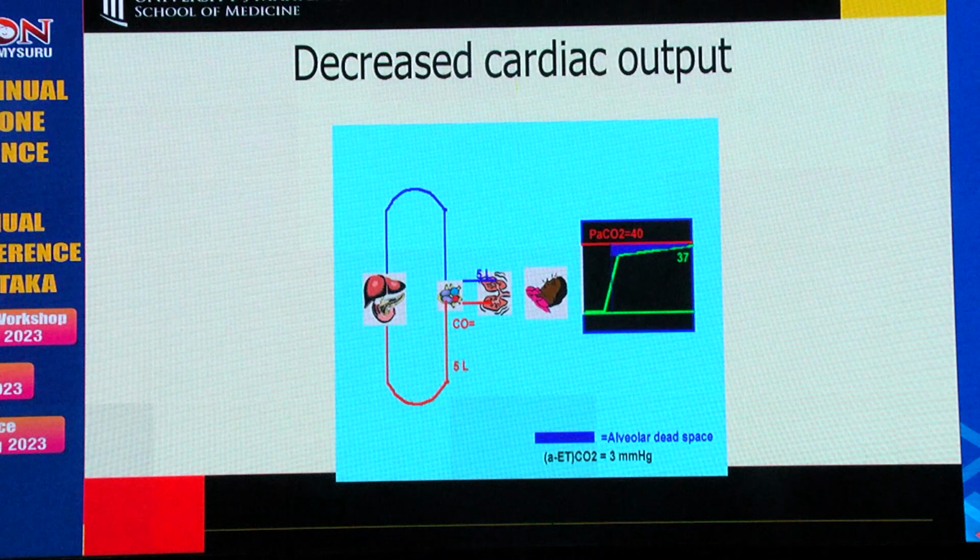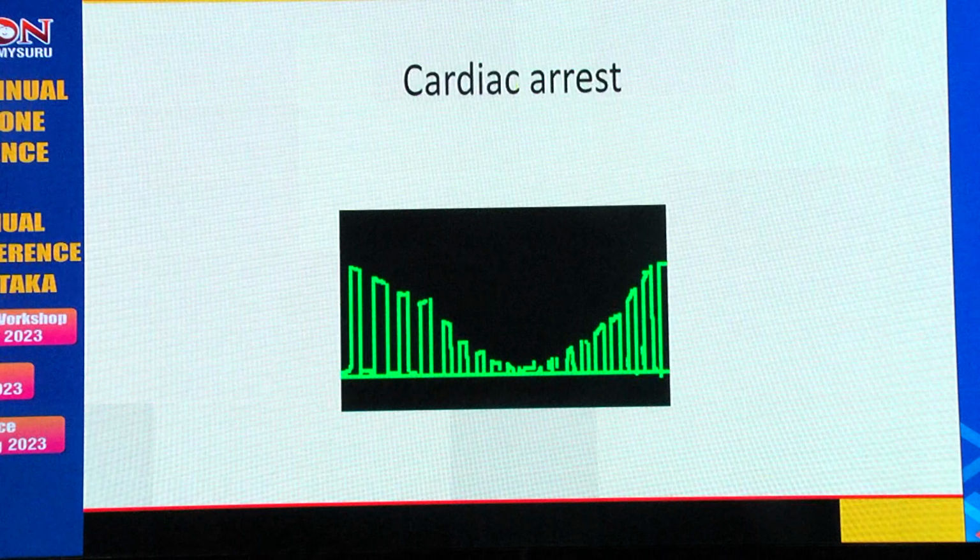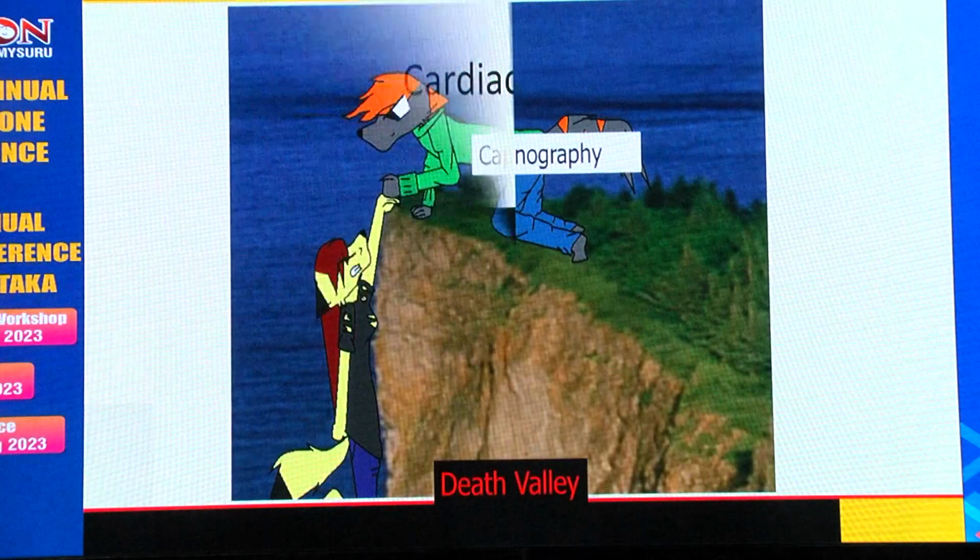Now, what happens with decreased cardiac output? I have already told you. Suppose your normal end-tidal is 37, and suddenly they lose a liter or 1.5 liters of blood from the abdomen, and your end-tidal CO2 goes down. So you know that for a given ventilation, if the end-tidal CO2 goes down, it indicates that the cardiac output is decreasing. You had better watch out for the reason. Is the patient bleeding? If the patient continues to bleed and you don't intervene, the patient goes into cardiac arrest, you resuscitate, and your end-tidal CO2 comes back.